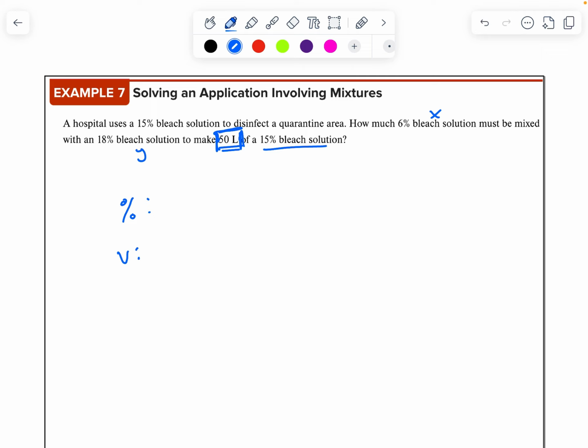So as far as percentages go, if I call my 6% bleach solution my x solution and my 18% bleach solution my y solution, I could say that's 0.06x plus 0.18y equals 0.15. Percent plus percent equals percent, right? I'm keeping all my percents in one equation. Now, if I take all of my x solution and add it up to all of my y solution, I'm going to get 50 liters.